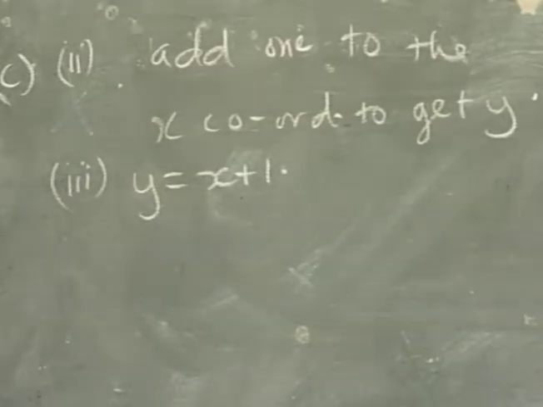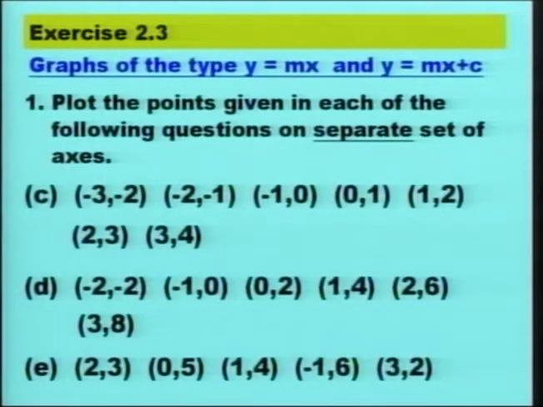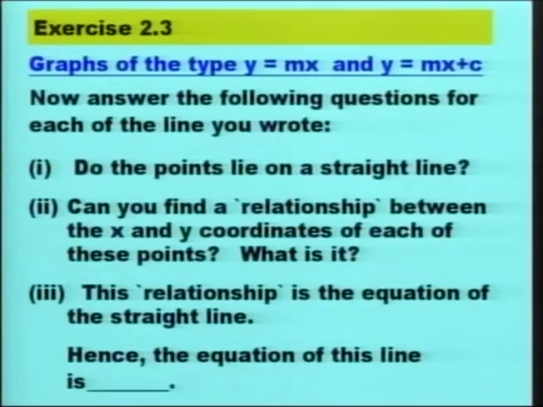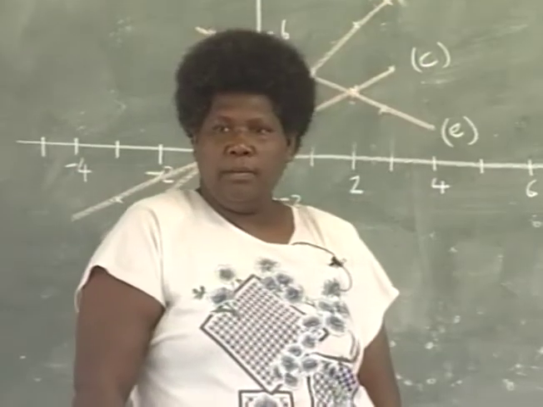All right, letter D. Minus 2, minus 2; minus 1, 0; 0, 2; 1, 4; 2, 6; and 3, 8. What is the relationship? We're just answering questions 2 and 3 because we already know the answer to question 1. Any volunteers, please, for the relationship that exists between the x and y coordinates? Lester?